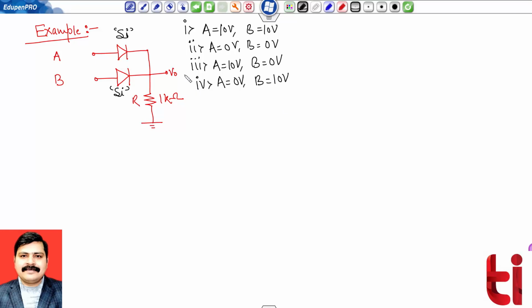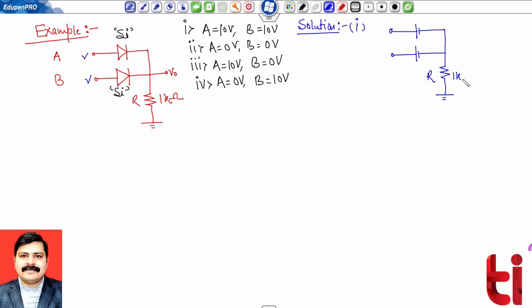So we have to find the output for all these cases. Case number 1. Now you can check 10-volt battery is connected across here and 10 volt across here. That means sufficient input voltage is available to make both diodes forward biased. So I am drawing the circuit for this case.